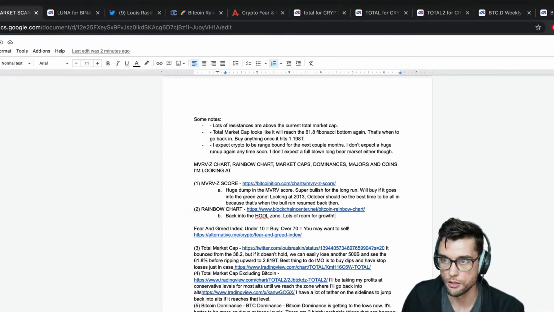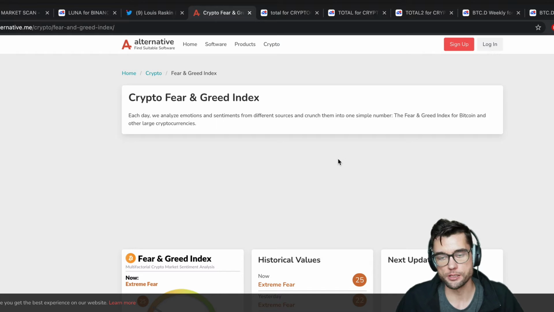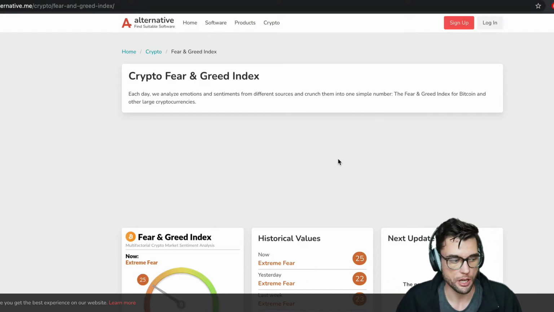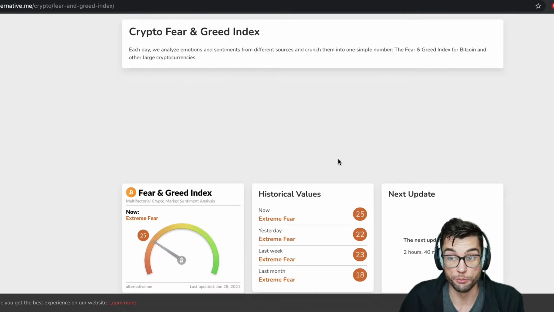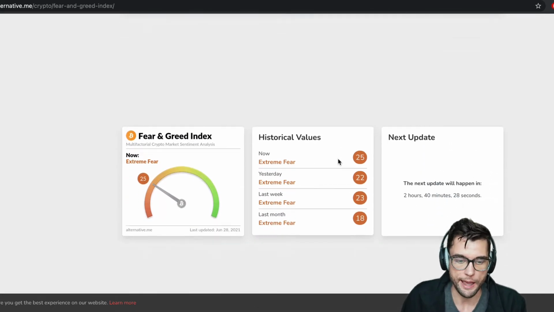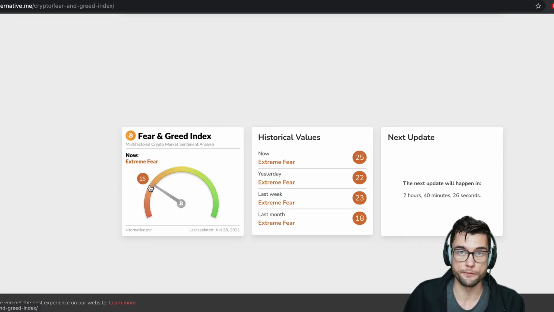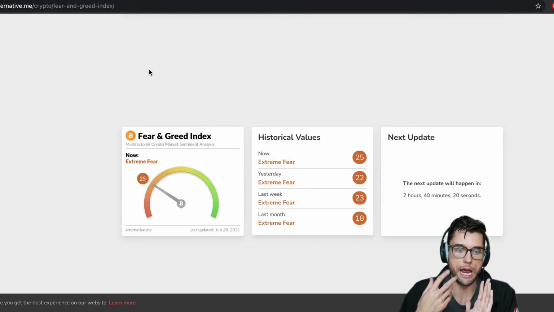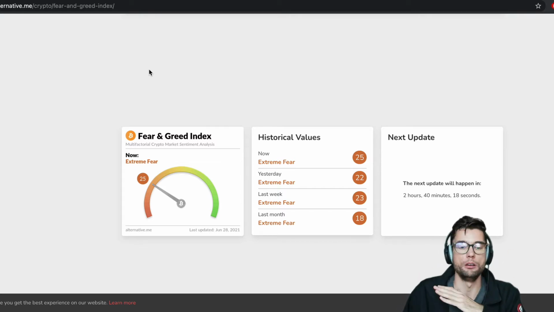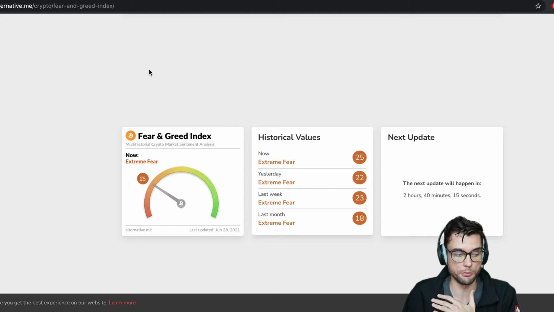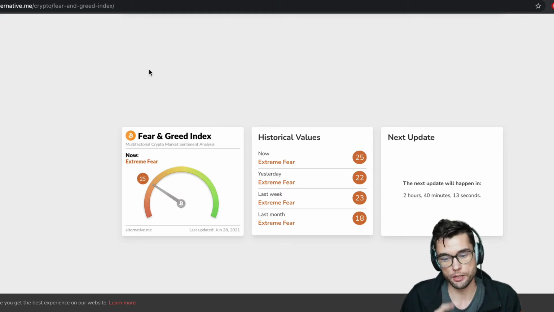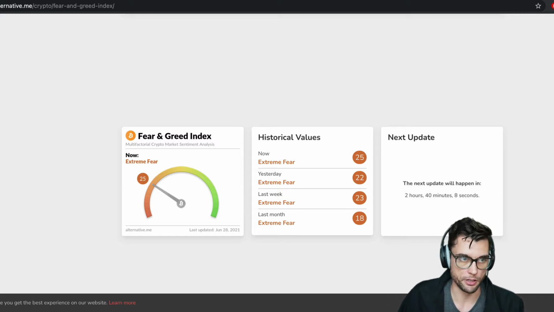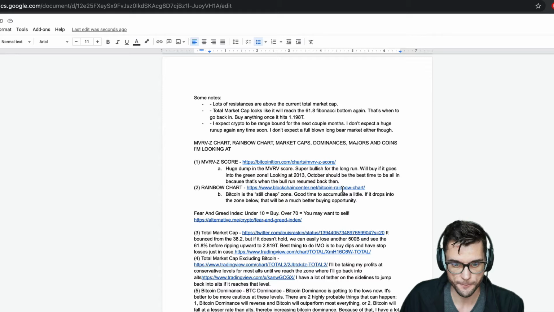Give me one second. Forgot to record again. Okay, so the next thing that I look at is the fear and greed index. This analyzes the emotions and sentiments from different sources and crunches them into a simple number, which is the fear and greed index. Right now it's at 25, so it's extreme fear. The more fearful people are, the more I want to buy. The more extremely greedy people are, the more I want to sell. So everything is at extreme fear right now, so it's a better buying opportunity than not, pretty much.